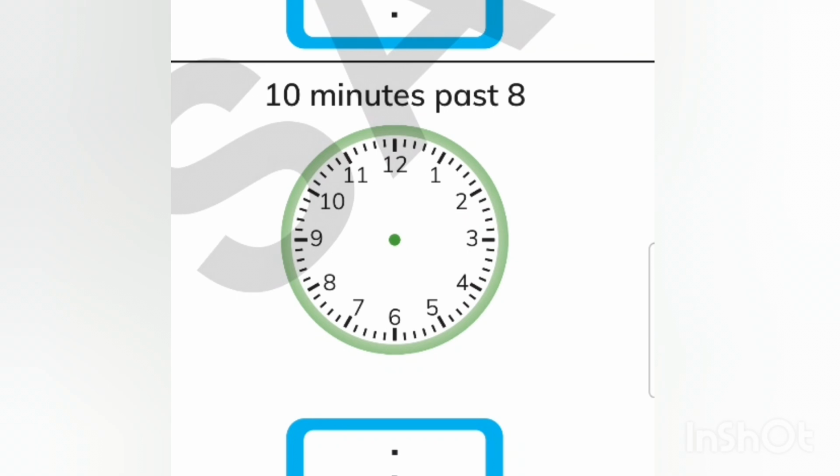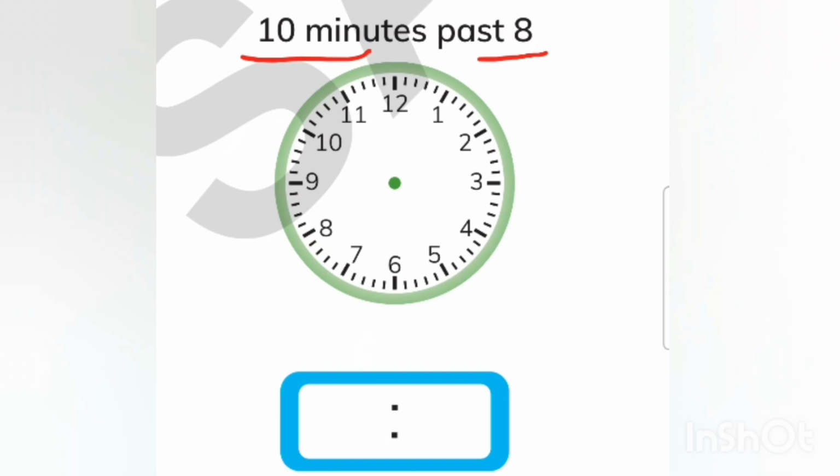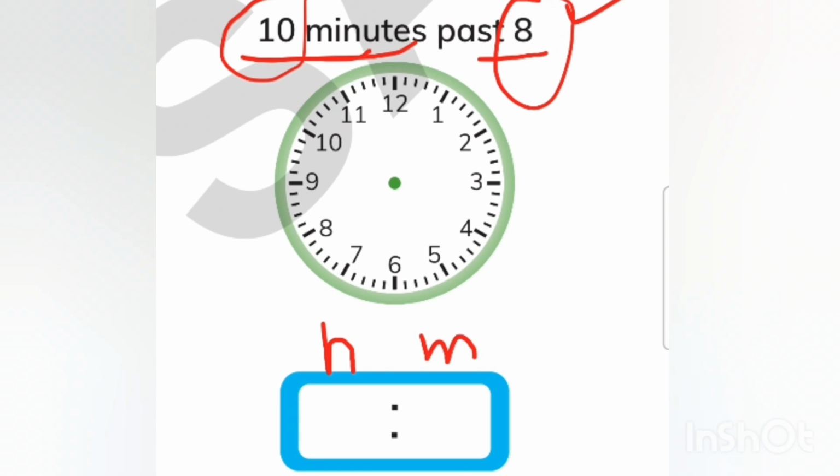This is 10 minutes past 8. If it is written like this in words, you can understand easily. 10 is written with minutes, so how many minutes are there? 10. In a digital clock, this is the minute area and this is the hour area. Write 8 here and 10 here. This is the hour, 8 hours. Write it neatly. 8 hours, and 10 minutes. Done.